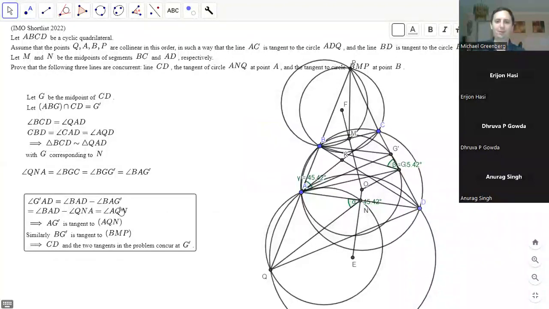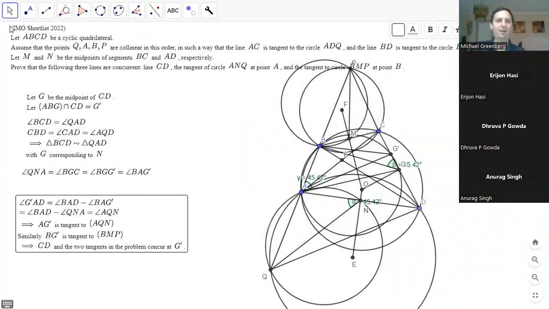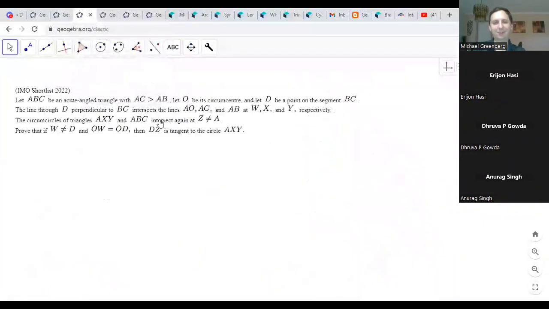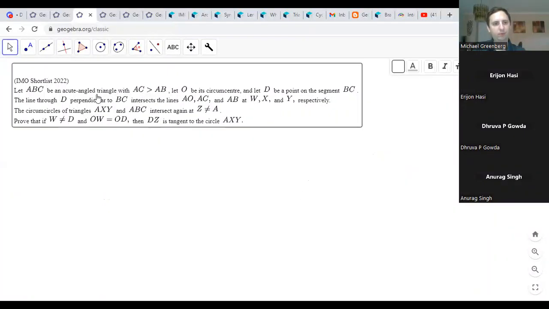All right, so this is a nice one. Just similar triangles, nothing fancy. GeoGebra helped a lot again, of course. So here is the next problem on the short list.